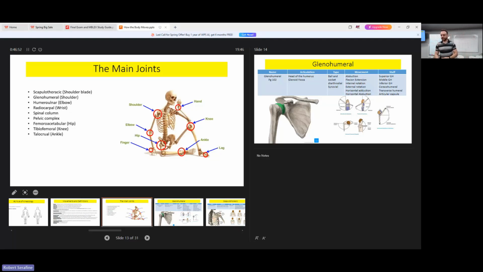and then flexion extension. We have the radiocarpal, which is the wrist. We have the entire vertebral column, the spinal column. There are several joints in the spinal column, but I just like to lump sum all the movements into one list. Then we have our pelvic complex. Then we have the femoral acetabular, which is your hip, also known as the coxal joint sometimes. The tibiofemoral, which is your knee, and then the talocrural, which is your ankle. Other joints that I could probably list would be like your ribs, the costovertebral joints.